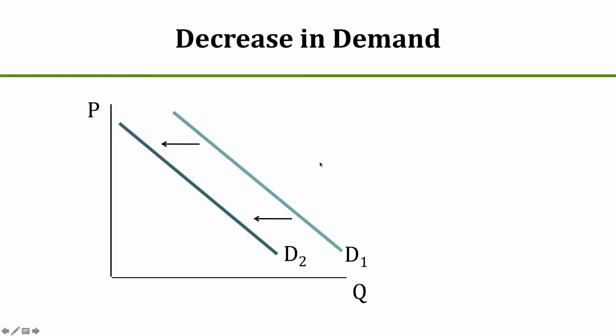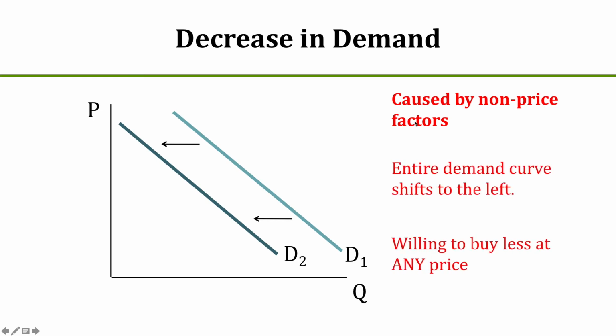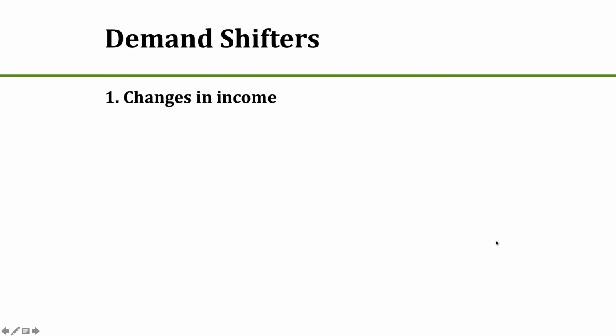If demand decreases, again, this happens because of a change in non-price factors. The whole demand curve shifts to left or shifting down, and consumers are willing to buy less at any price level. The next topic we are going to cover is the demand shifters. When I say demand shifters, basically I mean what causes demand to shift.